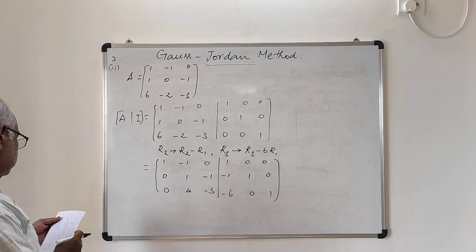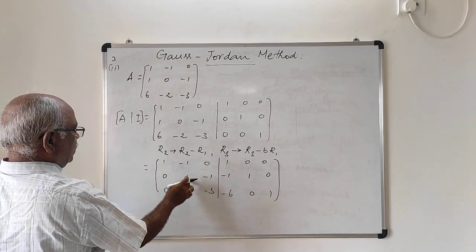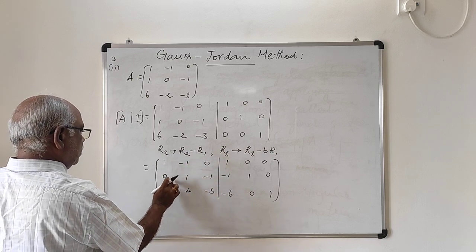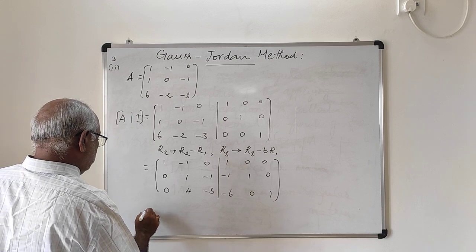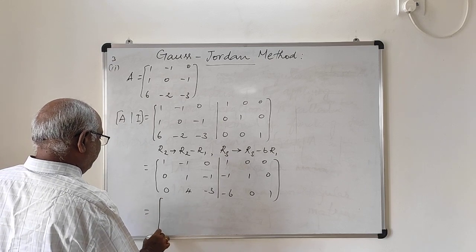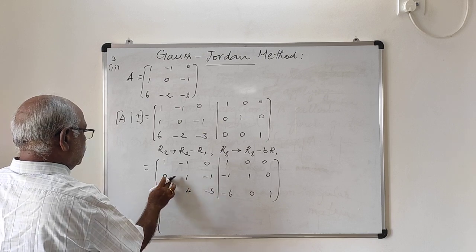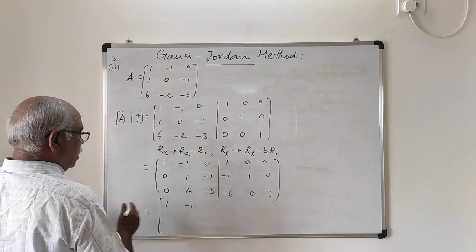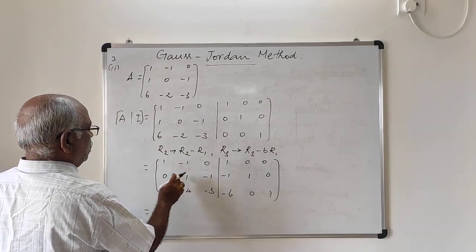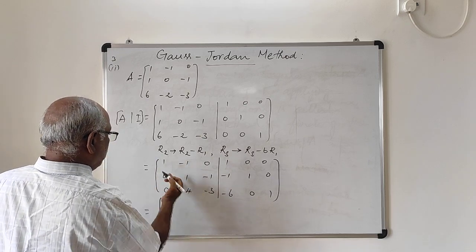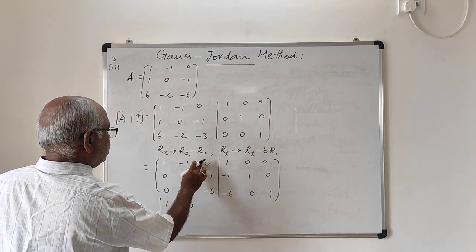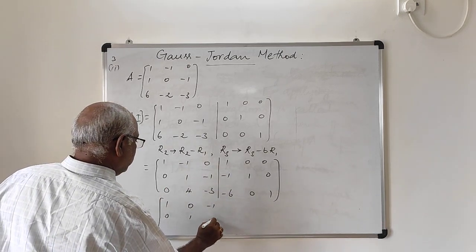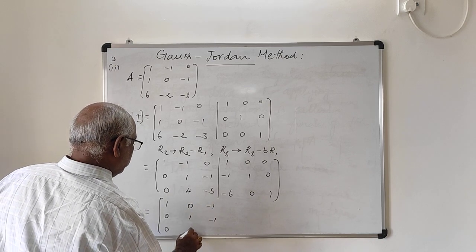Next, if you add these two, this element becomes 0, because you have to convert this into an identity matrix. For that, this element becomes 0. For that, R1 plus R2. R1 plus R2: 0 plus 1 is 1, 1 minus 1 is 0, minus 1 plus 0 is minus 1. Okay. Next, 0, 1, minus 1, 0, 4, minus 3.